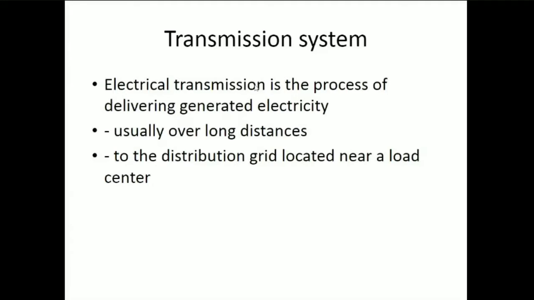So what is meant by transmission system? Electrical transmission is the process of delivering generated electricity from generating stations. The power has to be transmitted over long distances usually. The load center as well as industrial areas may be far away from the generating station. So in order to distribute the power among various types of consumers, it is essential to transmit power.